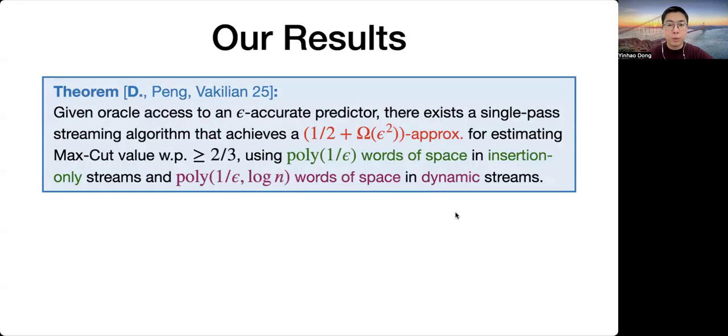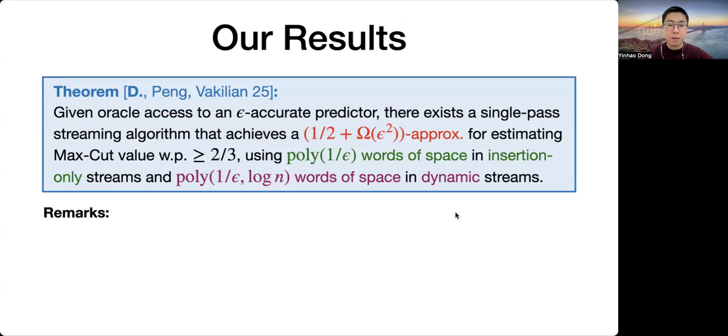We have the following results. Given oracle access to an epsilon accurate predictor, there is a single pass streaming algorithm that achieves a half plus omega epsilon square approximation for estimating the max cut value with probability at least 2/3. The algorithm uses poly(1/epsilon) words of space in insertion-only streams and poly(1/epsilon) log n words of space in dynamic streams.